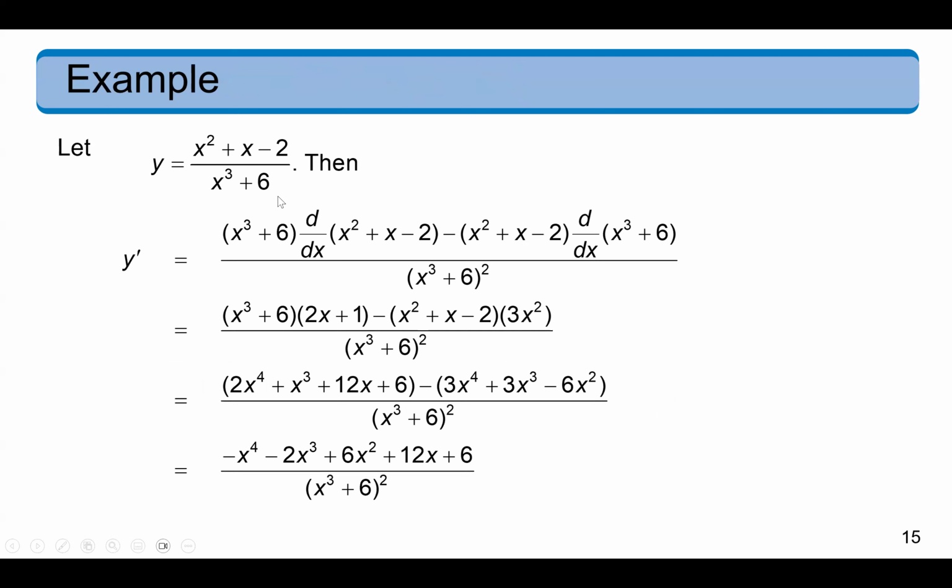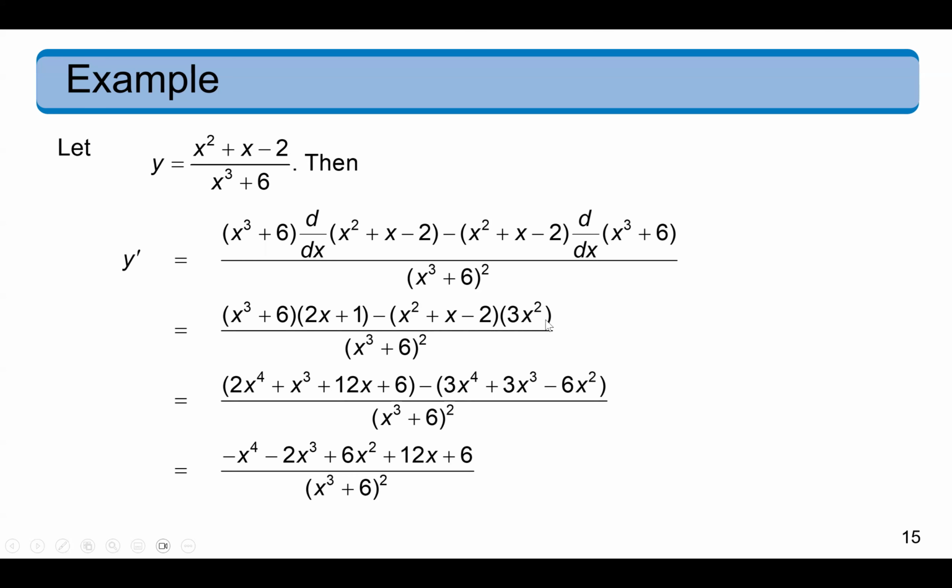And we have another example here, y equals (s squared plus s minus 2) divided by (s cubed plus 6). So here we find the derivative of the numerator first, which will give us the derivative of (s squared plus s minus 2) times (s cubed plus 6), minus the derivative of the denominator times the numerator. So we get d/ds of (s cubed plus 6) multiplied by (s squared plus s minus 2), all divided by the denominator squared. The derivative of s squared plus s minus 2 will give us 2s plus 1. The derivative of s cubed plus 6 will give us 3s squared.